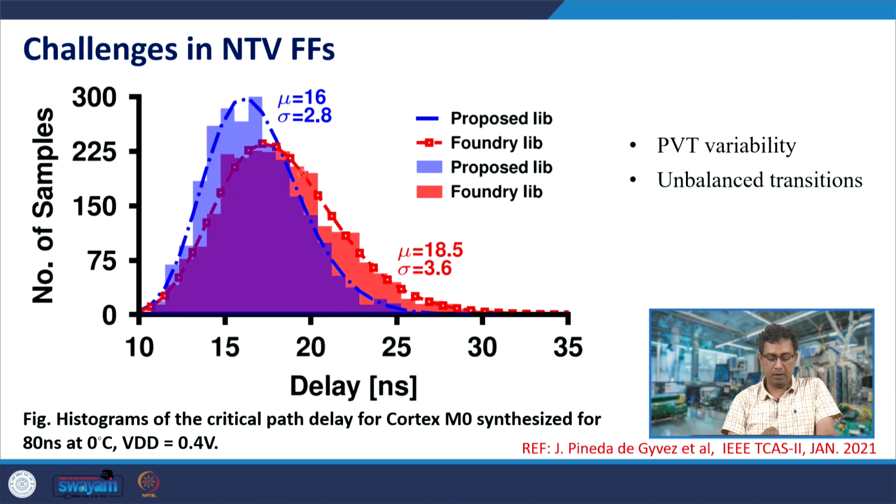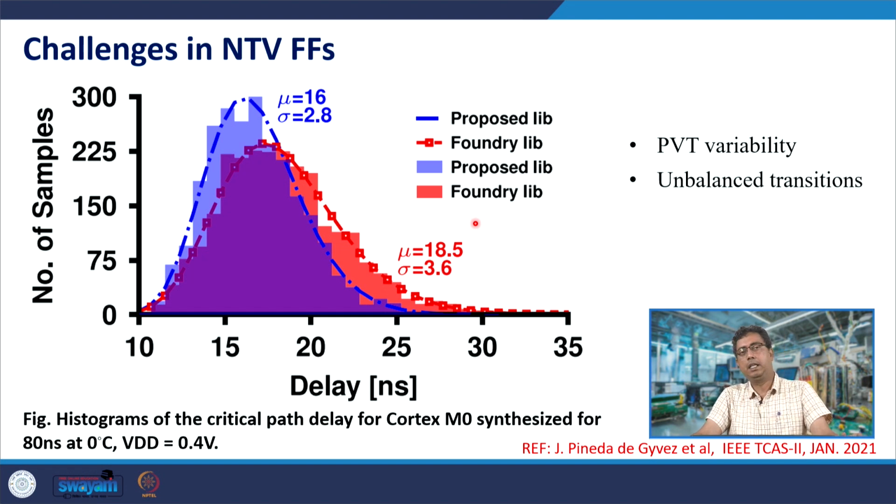As you can see, this is the distribution of delays for a standard cell library from a foundry, and the distribution is quite large. The standard deviation is quite large compared to typical nominal voltage operation. The reason is that you have a lot of process, voltage and temperature related variability, and because of the small headroom, VDD minus VTH is very small. In the near threshold regime, it could be either negative or positive, but nevertheless it is very small.